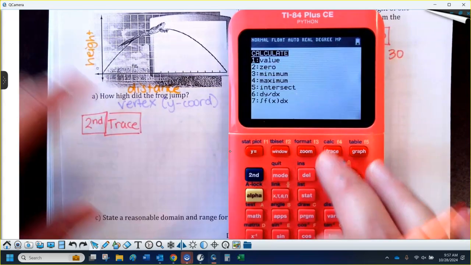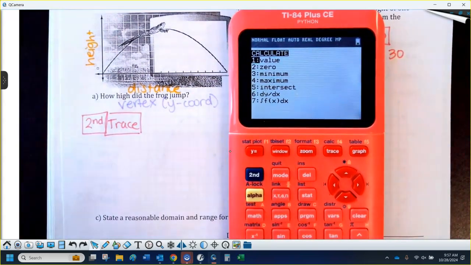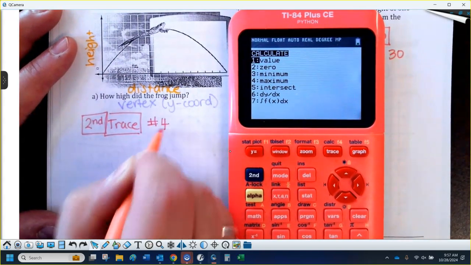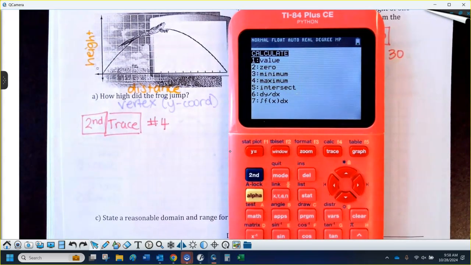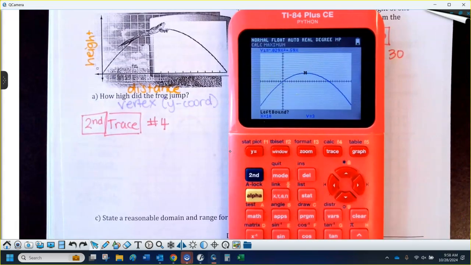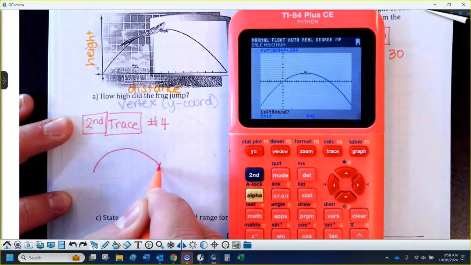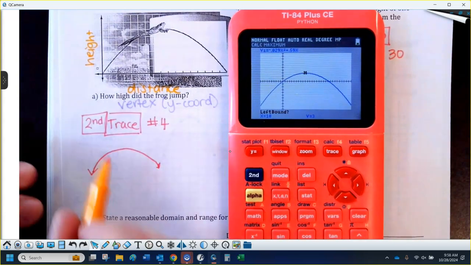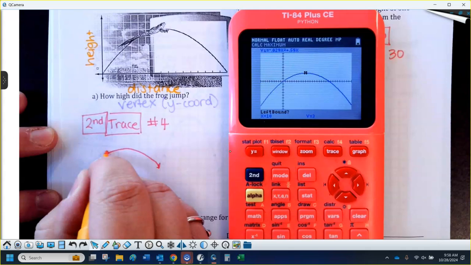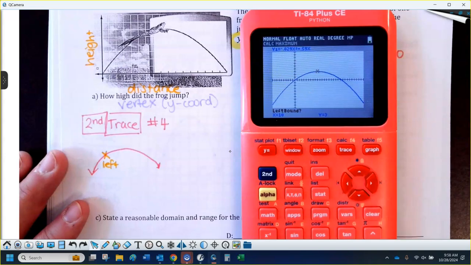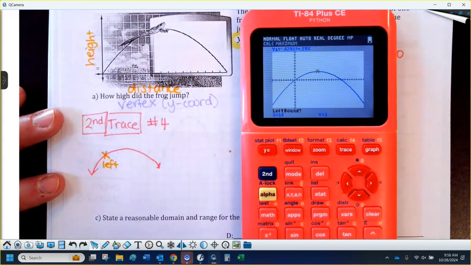So second trace, and in this case, because the graph is turned upside down like it is, the vertex is a maximum. So I'm going to pick number 4 here. If the parabola turned the other direction and you needed to find the vertex, we'd have to pick minimum. So it depends on how it turns. Now, this is kind of similar to the zero. You're going to come left side, right side. So here's my parabola. Eyeball where you think the vertex is, somewhere on the left of that vertex, and then you want to come somewhere on the right.